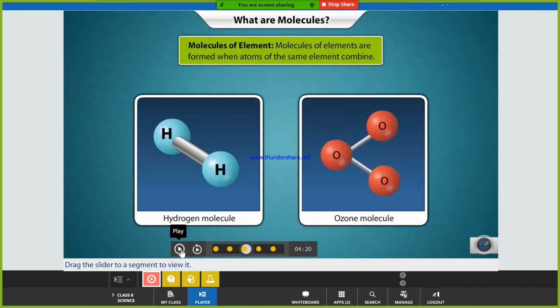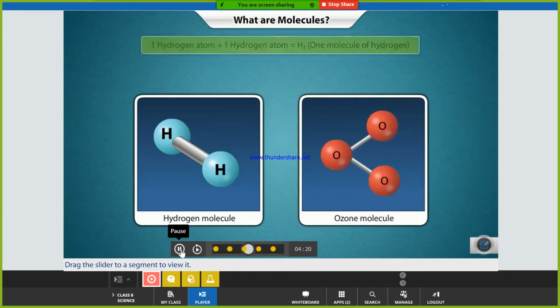For example, hydrogen is H2 gas. Hydrogen and hydrogen are bonded. That is H2 gas. The next one, oxygen. In the same way, three oxygen atoms are joined to form ozone. O3 is the molecular formula of ozone. These are called molecules of elements.